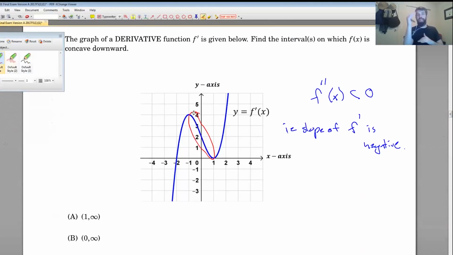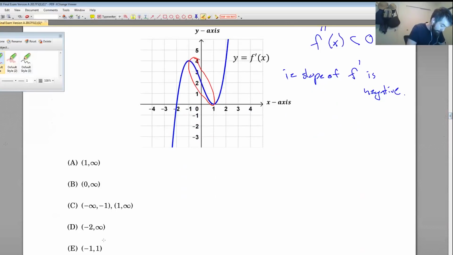Notice, by the way, there are those 3 layers. A function is concave down or up, its derivative is increasing or decreasing, and its second derivative is positive or negative. So there's the positive, negative, increasing, decreasing, concave up, concave down. Those are those 3 different levels of it. Okay, do we have that answer? -1 to 1. There it is right there. Wonderful.